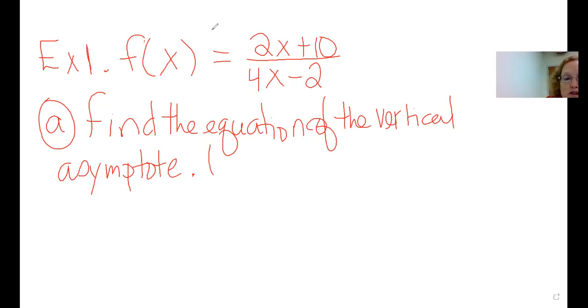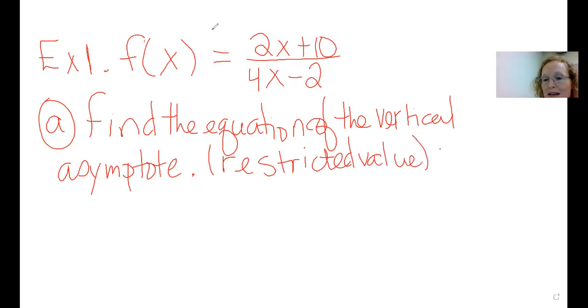So remember, I'm just going to put right in here just to remind you, that is the same thing as the restricted value. So the way that we found that restricted value last time was we take that denominator, and we said it could not equal 0. Now on this one, we're going to say it equals 0 because that's going to give me my equation of my asymptote. So that's your one difference.